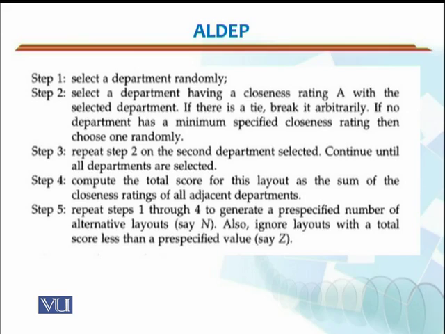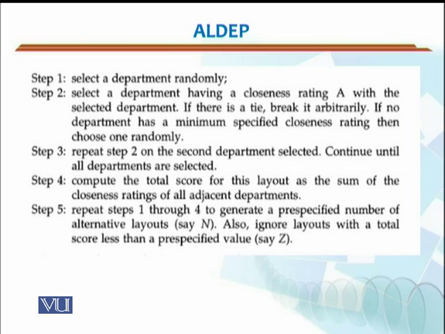Then step 4 would be to compute the total score for this layout as the sum of the closeness ratings of all adjacent departments. We need to compute the total score for this layout as a sum of closeness ratings of all adjacent departments. For all the departments that have come adjacent, you will add their closeness scores or ratings. Repeat. Step 5 would be to repeat steps 1 to 4 to generate a pre-specified number of alternative layouts. You would have many alternative layouts with you.